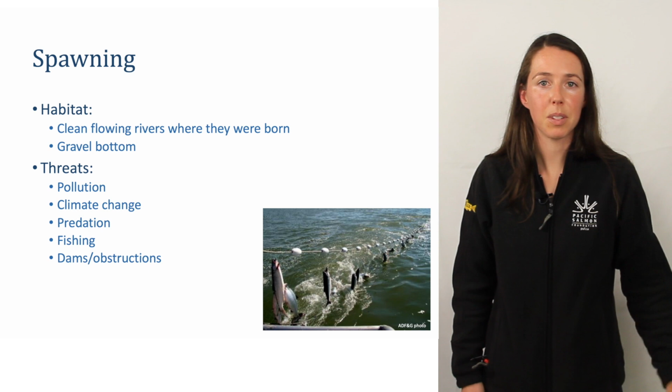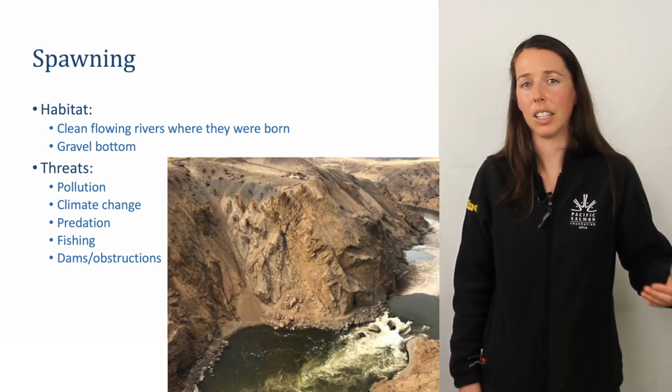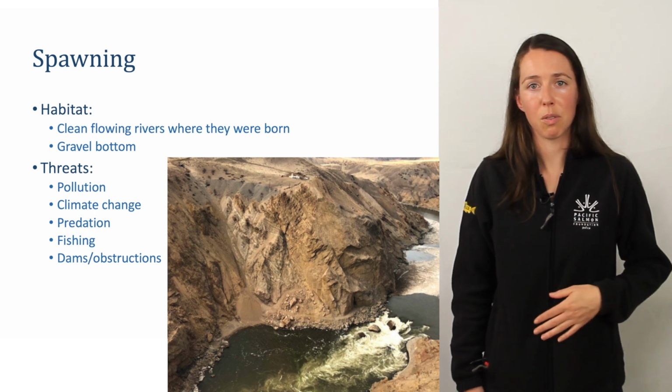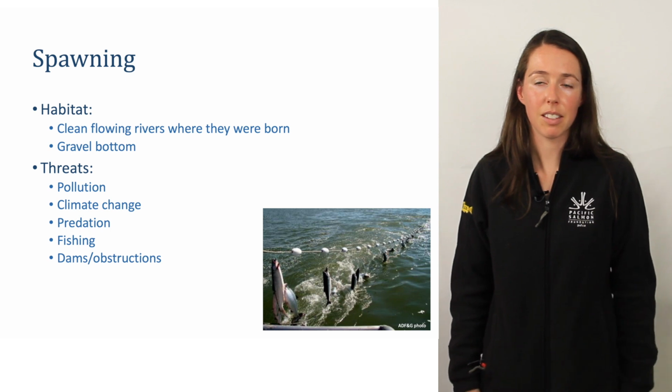There are also dams and obstructions in the river. You may have heard of the Big Bar landslide that's blocking thousands and thousands of Fraser River salmon from making it to their spawning grounds. These are some of the big threats that salmon face.